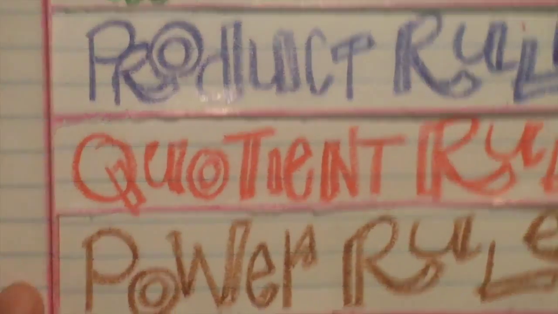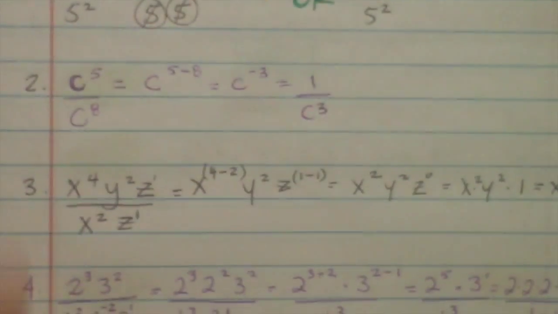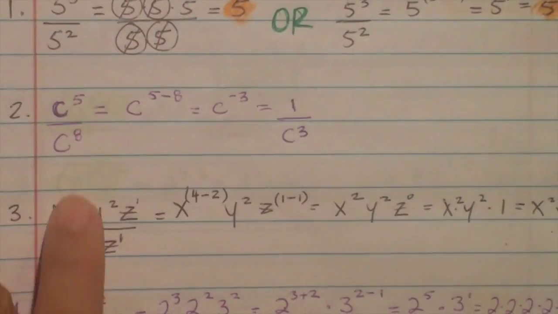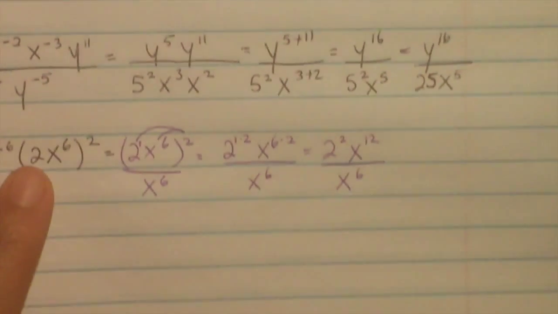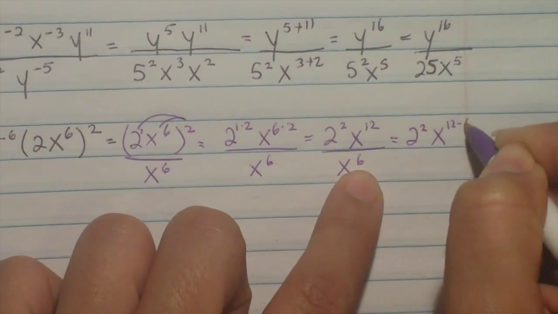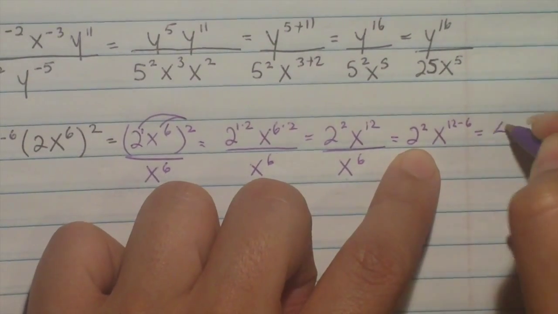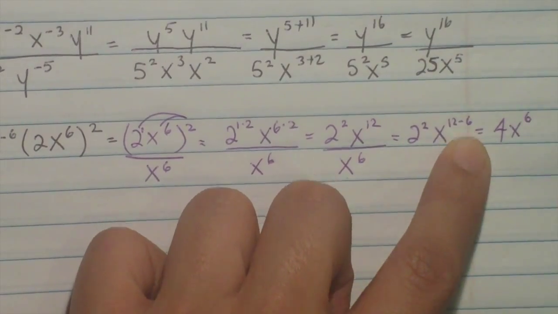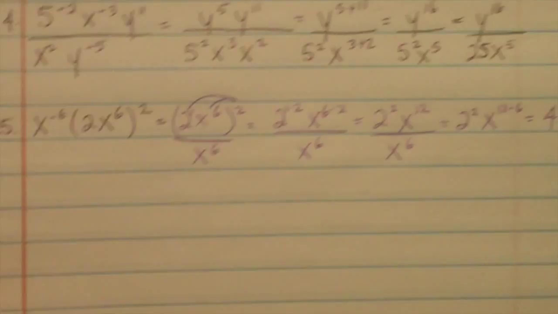Alright, then I can do the quotient rule, which says if they're divided, then you subtract the exponents, as long as the bases are the same. So the two x's, so I can write this as 2 squared x to the 12 minus 6, which is going to give me, 2 squared is what? 4, and then x to the power of 6. And that's pretty much it.